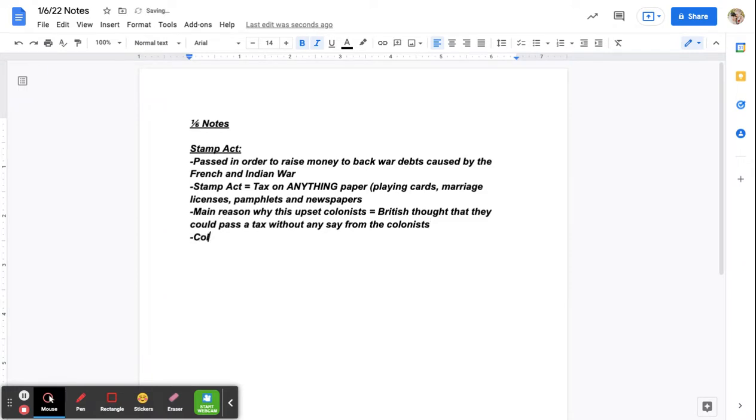Okay, so right here we're going to write down colonists' forms of resistance. Okay, there were many ways that they would try to resist the Stamp Act. Okay, one way is that they would boycott, which is where you refuse to buy something. They would boycott stamps. Also, they would burn British stamps.